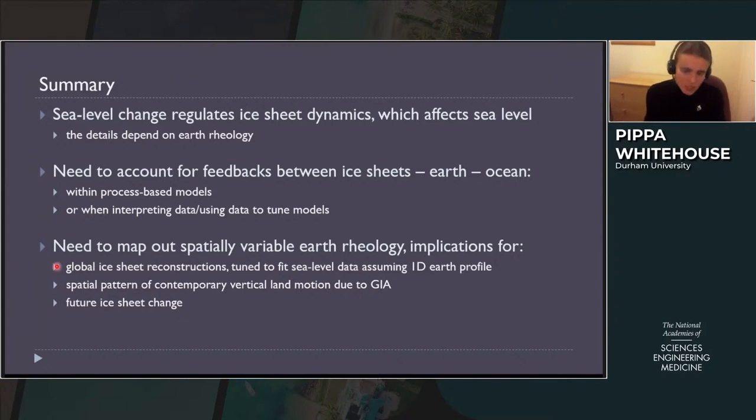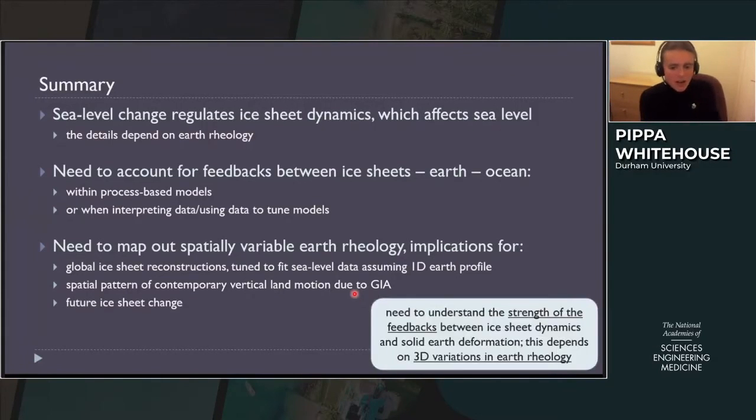Current reconstructions of global ice sheet change over the last 20,000 years have largely been built assuming a 1D Earth. It's a massive inversion and data tuning exercise to build these models of what the ice sheets did. We need to revisit some of this and think about, do these still hold if we actually build them on top of some sort of 3D Earth?